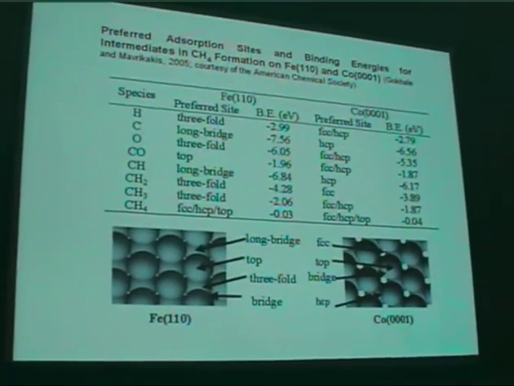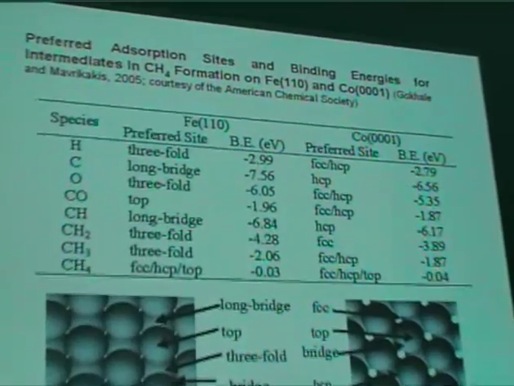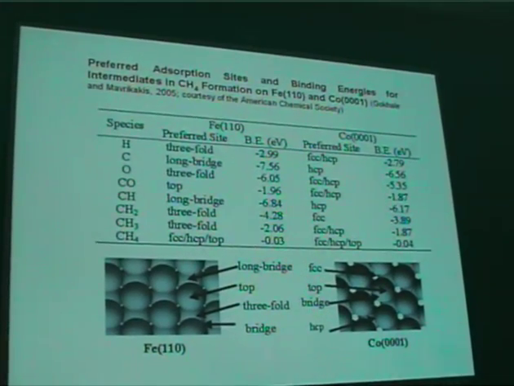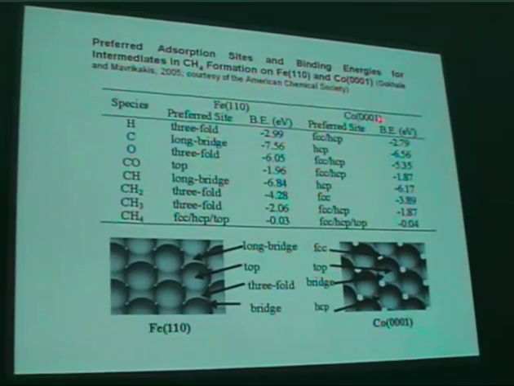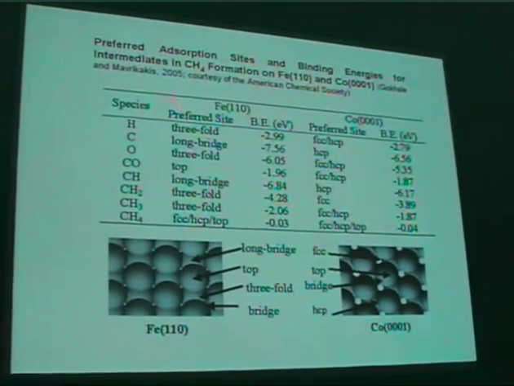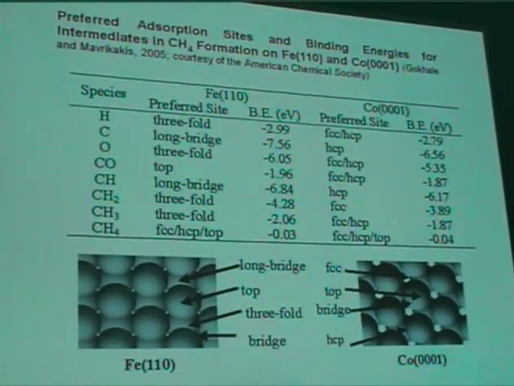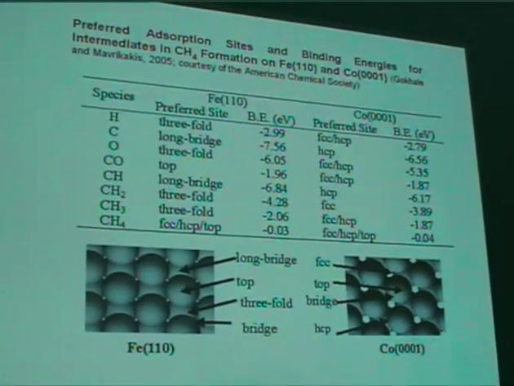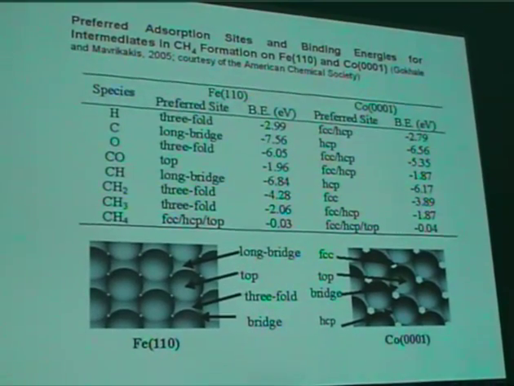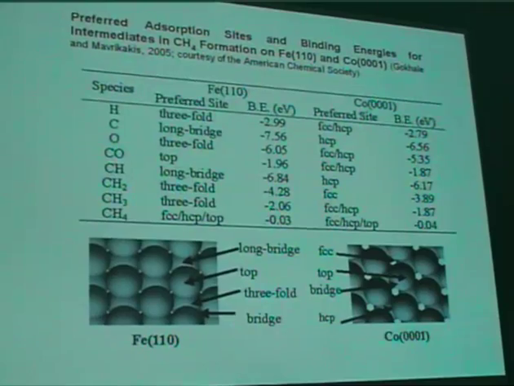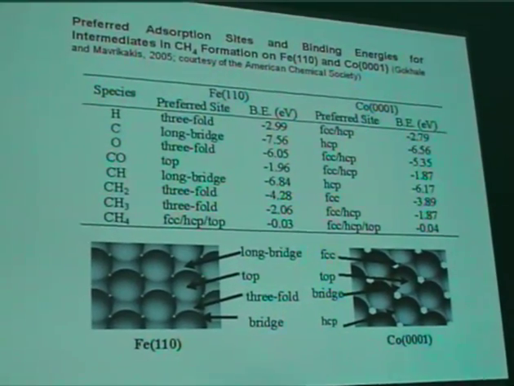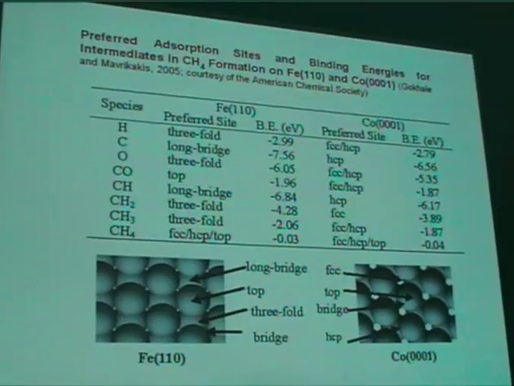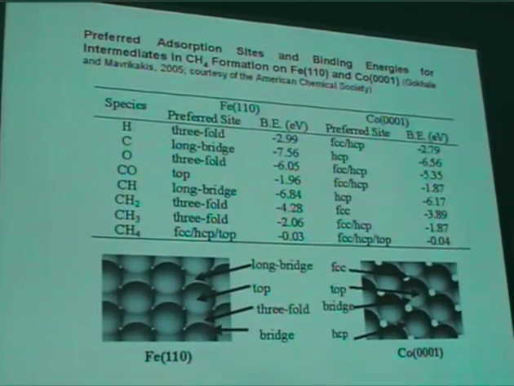Now, the site requirements were presented by Gakole and Mavroukakis at the ACS meeting, and they showed that you have different site requirements for iron 110 and cobalt 001 for the different species that adsorb on the surface, and they might include 3 or 4-fold sites, or what we call long bridge, or FCC, HCP sites. And I think that Professor Mavroukakis did a great job of showing you the transitions and the role of these different sites. And so when we model a reaction like this, we really need to take into account that there are different kinds of sites that are involved.